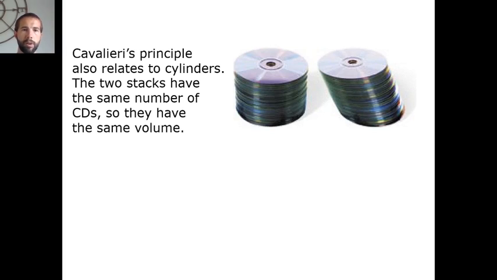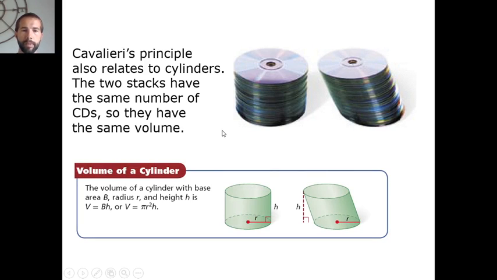All right, Cavalieri's principle also relates to cylinders. So if you look at our one stack of CDs, this is a regular cylinder. And then if we look at the one on the right, this one's a tilted cylinder. As you can see, the base of both is just a CD. So they both would have the same area. And as you can also see, the height is the same, even though it's tilted a little bit. So they would have the same volume. So the volume of a cylinder is the area of the base times the height. So it's the area of the circle, which is pi times the radius squared times the height.